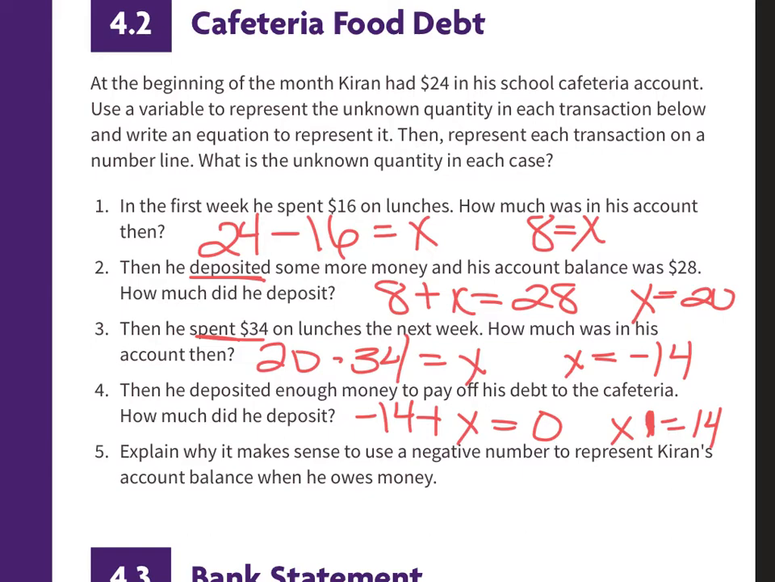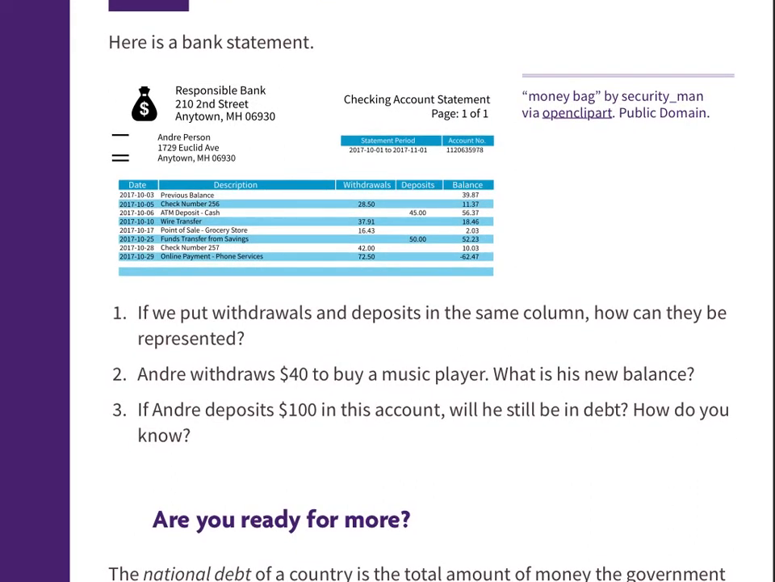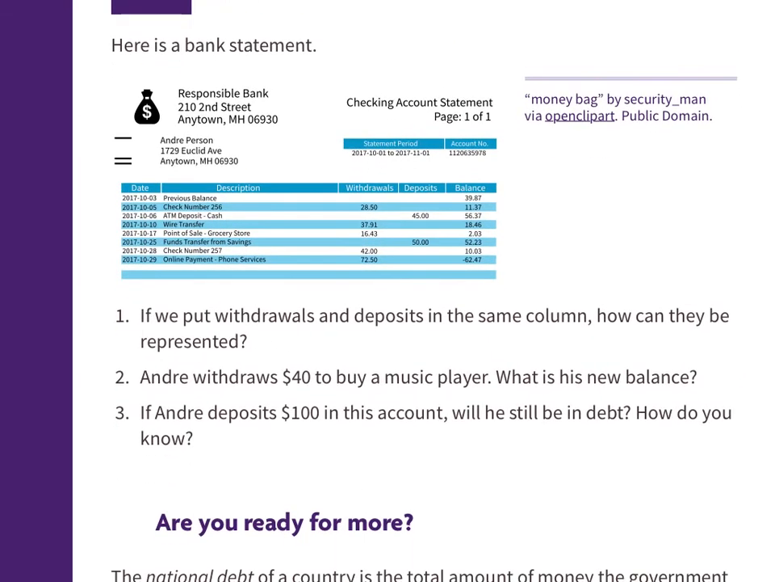All right. Bank statement. If Andre's withdrawals and deposits are in the same column, how can they be represented? So if we take these two columns and combine them into one, how can we represent withdrawals and deposits? Well, withdrawals, we're taking out money, so we could put negatives in front of them. And deposits, we're adding money, so we could put pluses in front of them.